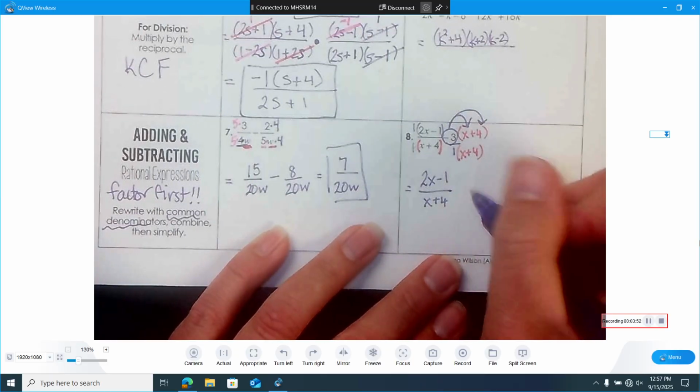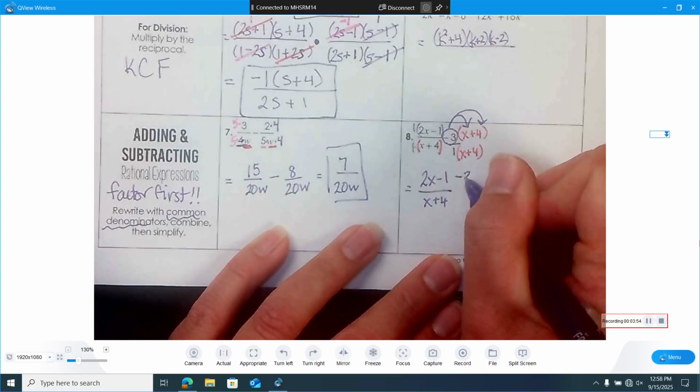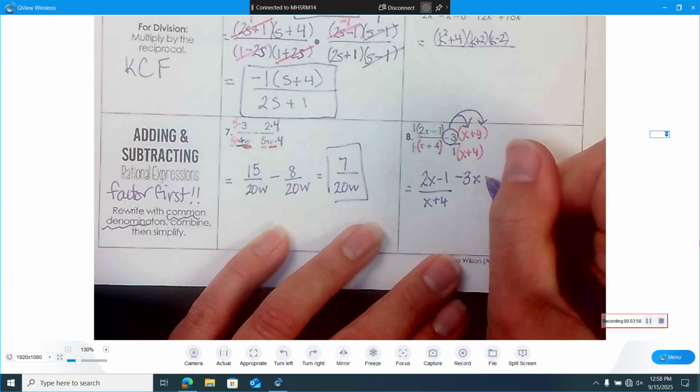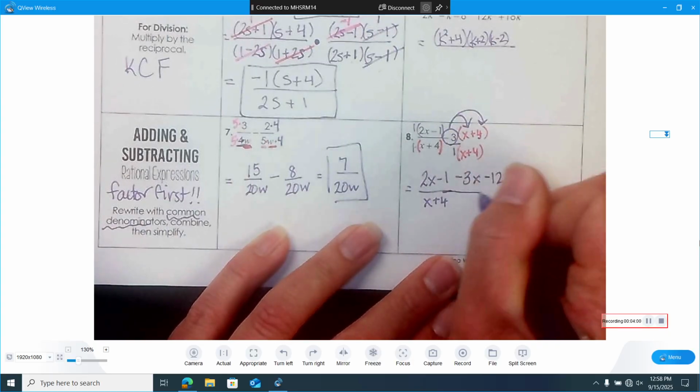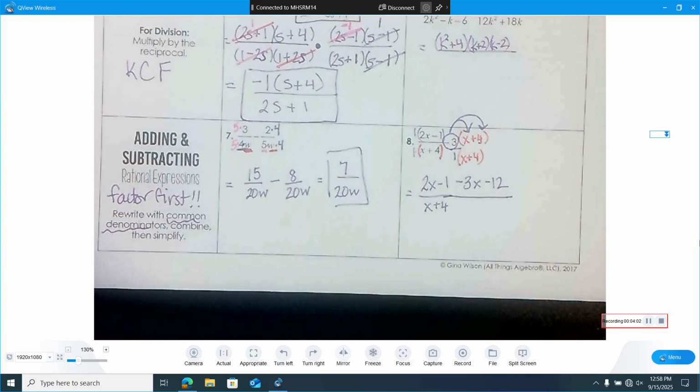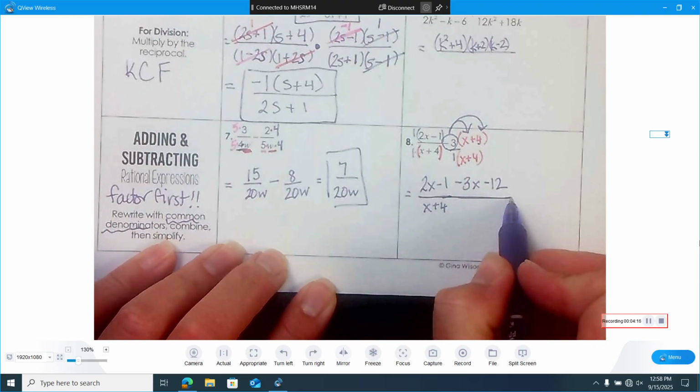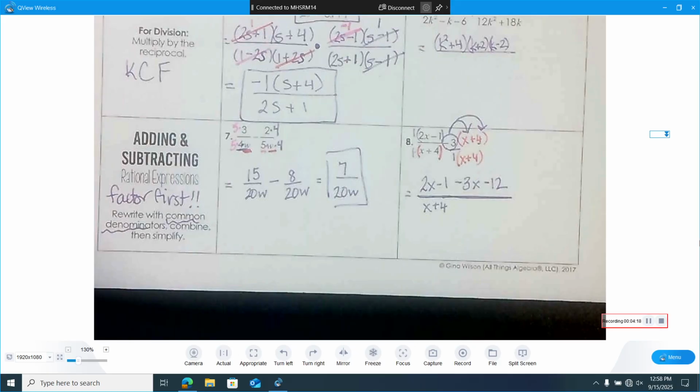What is -3 times x? -3x. And -3 times +4? -12. Now what I'm going to do is simplify this, is say, hey, that is all the stuff in the numerator. I don't actually have to write the 2 separate fractions. It actually makes it a little bit harder. They both have a denominator of x plus 4. So really, I only have to worry about the numerator, and the denominator is x plus 4.